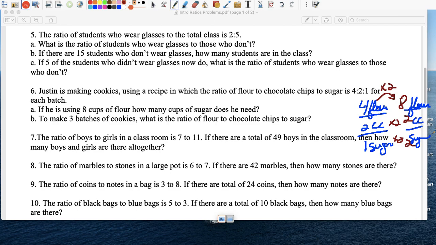To make 3 batches of cookies, what is the ratio of flour to chocolate chips to sugar? So if you're going to make 3 batches of cookies, right? We're going to increase everything times 3. So it'd be 12 to 6 to 3. And we want the ratio of flour to chocolate chips to sugar, so it would be 12 to 6 to 3.